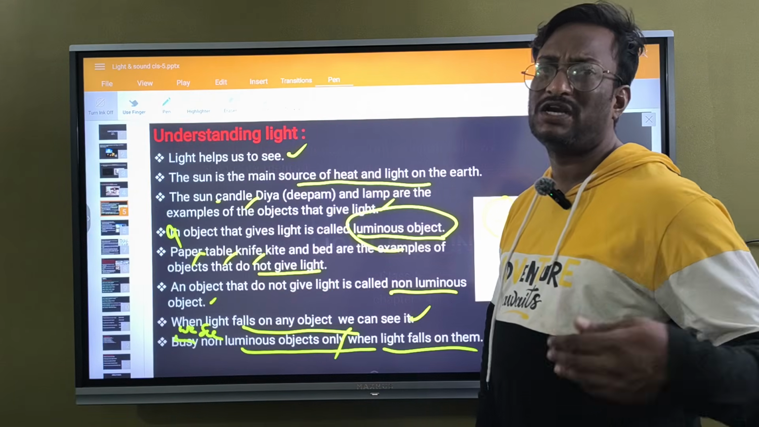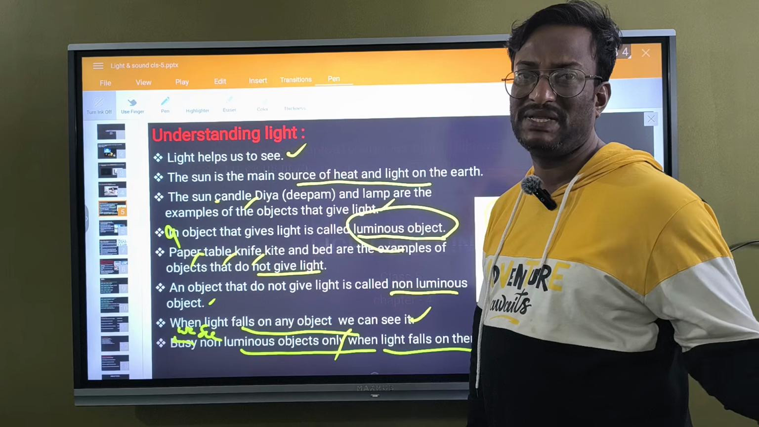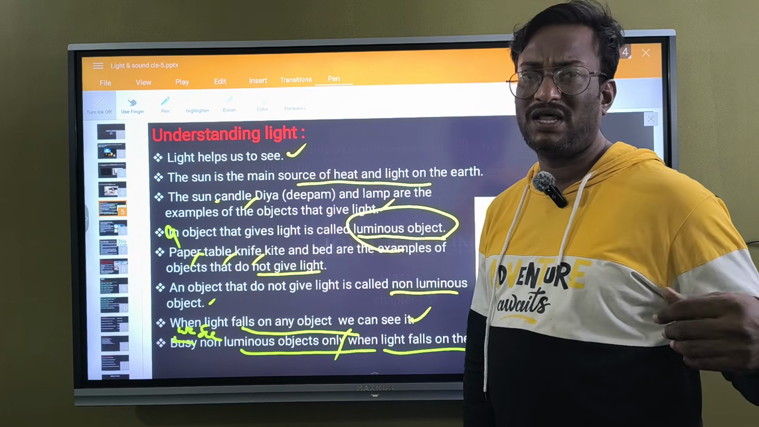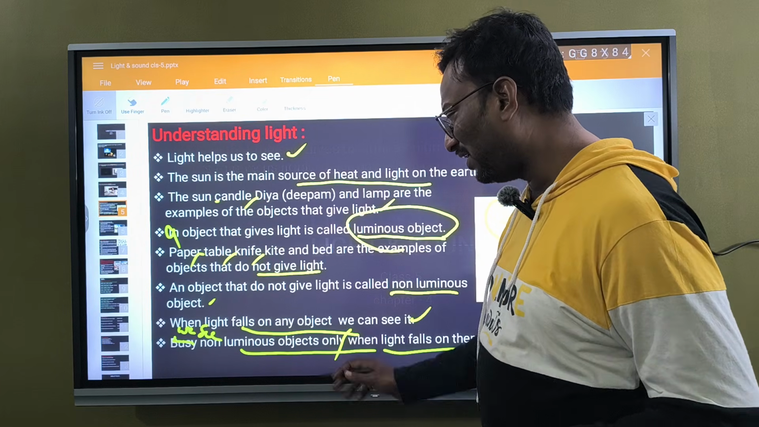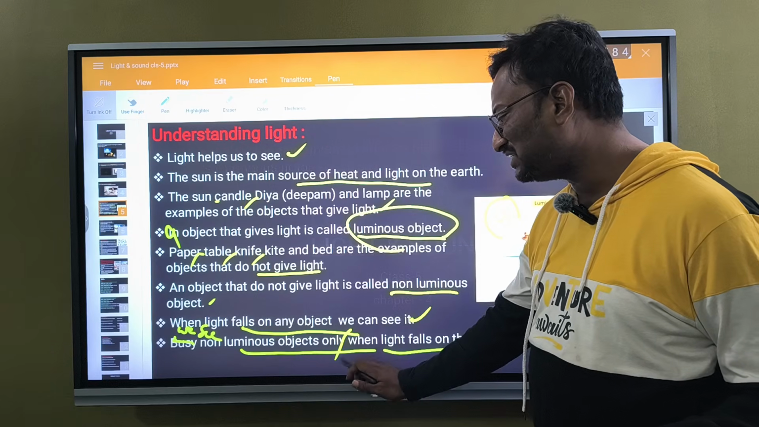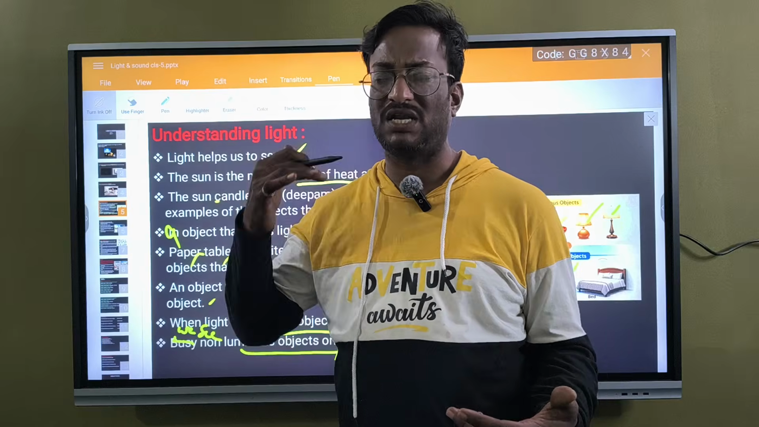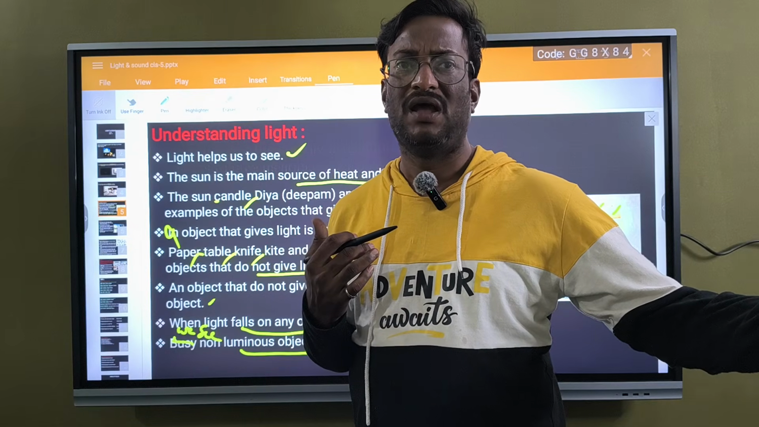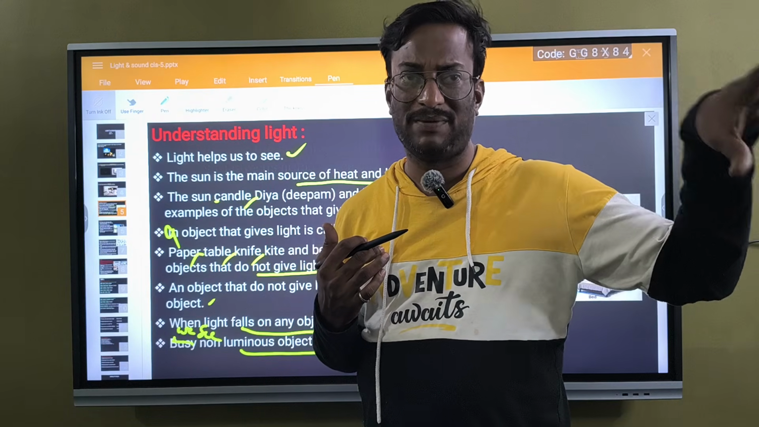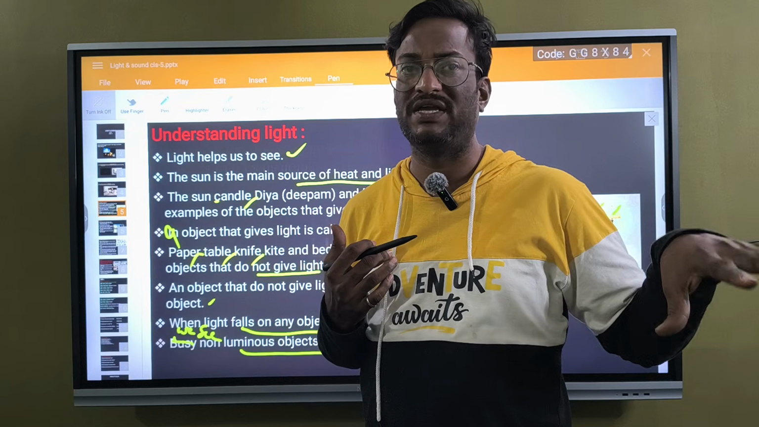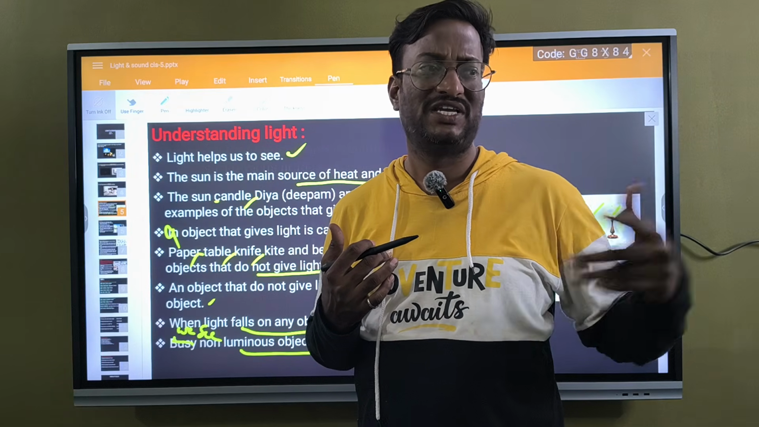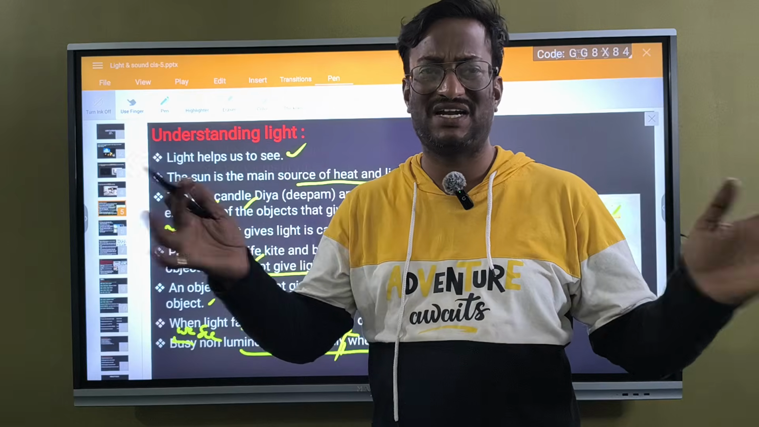Non-luminous means which do not give light. Chair, table, pencil, pen, all come under non-luminous bodies. We can see them only when light falls on them. If the light falls on another person in the dark, we can see him because he is a non-luminous body. Bag is non-luminous, chair, table, pencil, pen, etc.